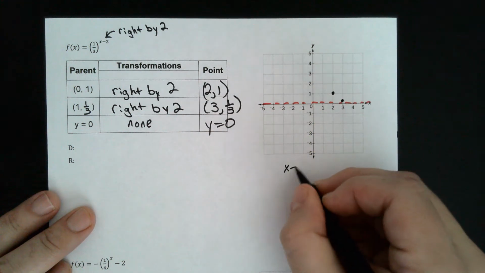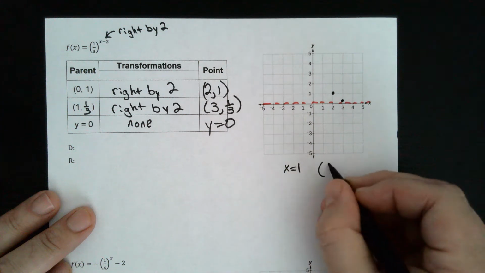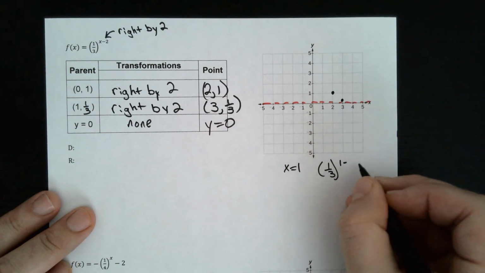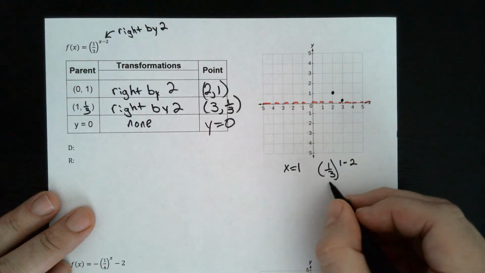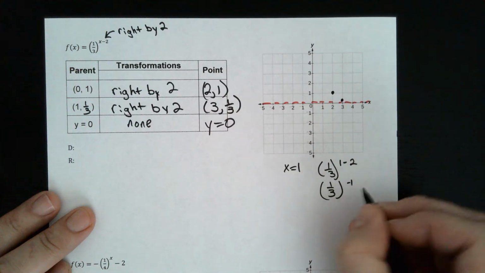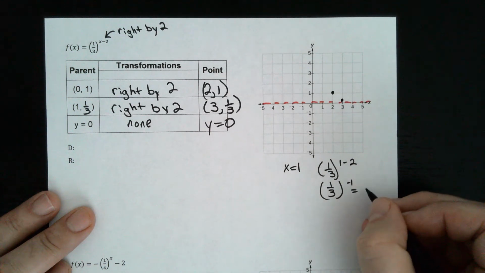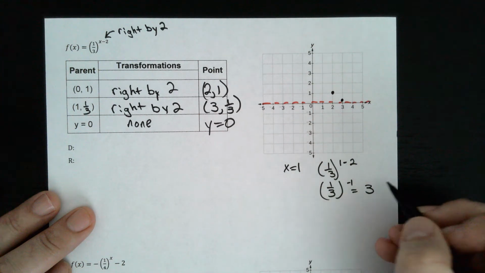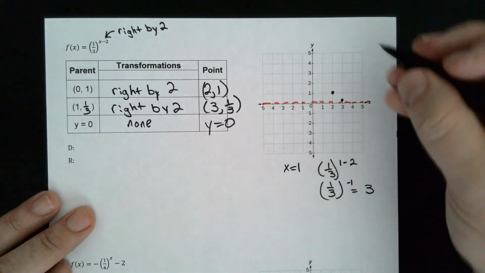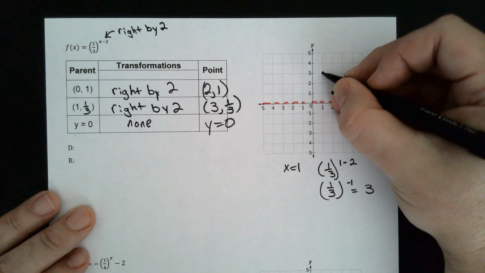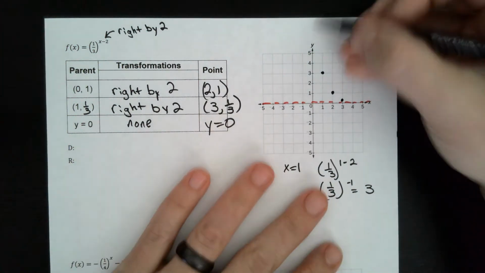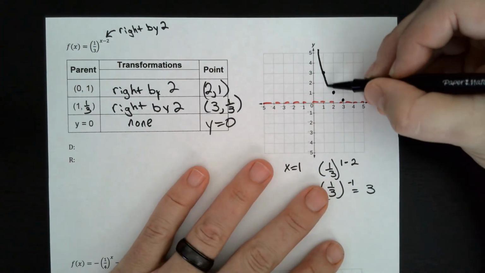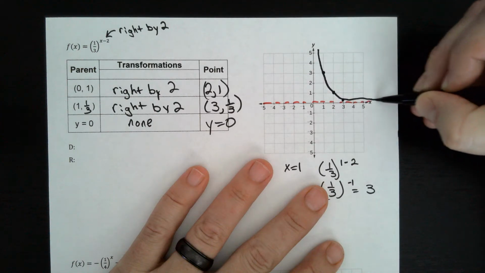So if I plug in x equals 1, that would give me 1/3 to the 1 minus 2. So that's 1/3 to the -1, which, if you flip it, becomes 3/1, or just 3. So 1, 3 is on the list as well on our new one. That gives us a better idea of what's going on with this graph. It looks like it's doing this, and then leveling out there forever.